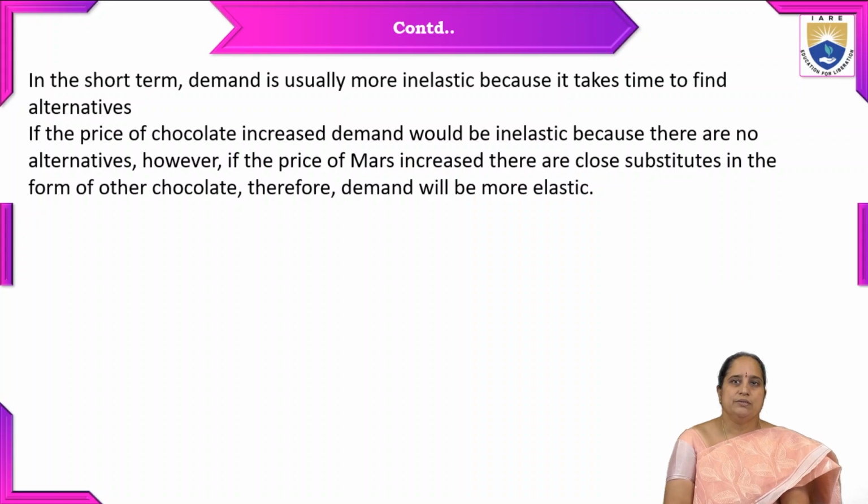In the short term, demand is usually more inelastic because it takes time to find alternatives. If the price of chocolate increased, demand would be inelastic because there are no alternatives. However, if the price of Mars increased, there are close substitutes in the form of other chocolates. Therefore, demand will be more elastic. So, based on the availability of products in the market, price elasticity of demand ranges from elastic to more inelastic.